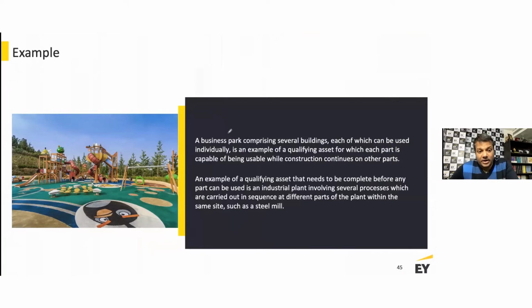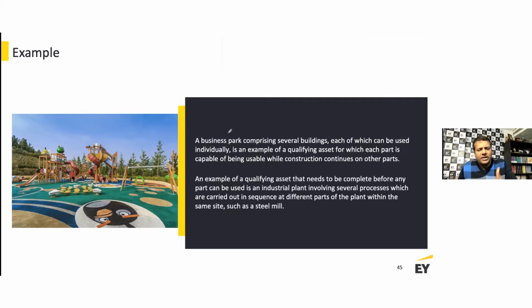A business park comprising several buildings, each of which can be used individually, is an example of a qualifying asset for which each part is capable of being usable while construction continues on other parts. Okay. So essentially, we're just trying to say when it is ready for use, are they integrated? If they're not integrated, then you keep on capitalizing for those silos, and once the asset is in production or is ready for use, you stop doing the interest capitalization.